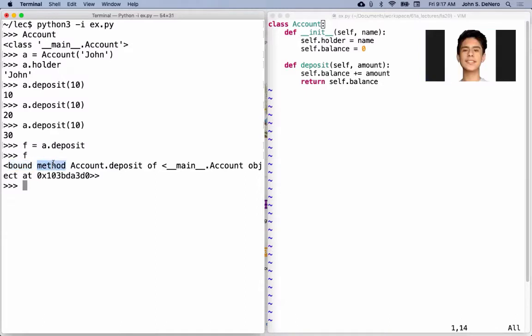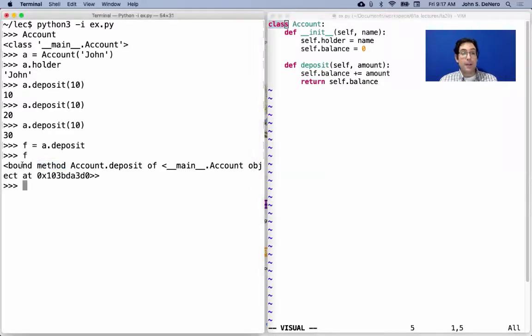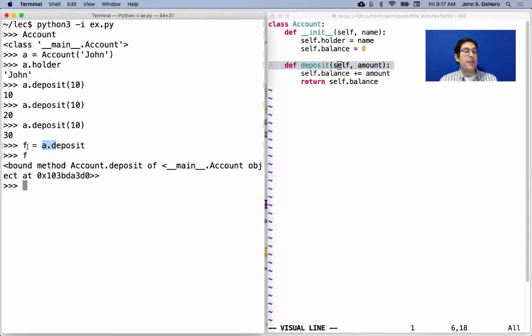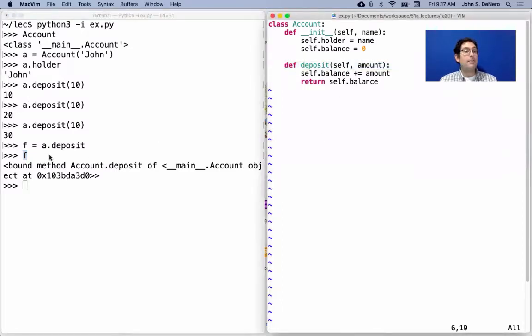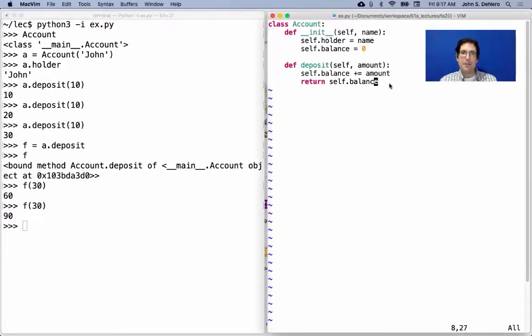And what's a method about it? Well, it's a function defined within a class. And what's bound about it is that the self argument's already filled in. So this is not just depositing in general. F is depositing into A. John's account, which is called A in this example, is already bound to self, meaning what we're left with in this bound method is a function that only takes one argument. So that's what a bound method is. A method is some function that's defined within a class that has already had self filled in.